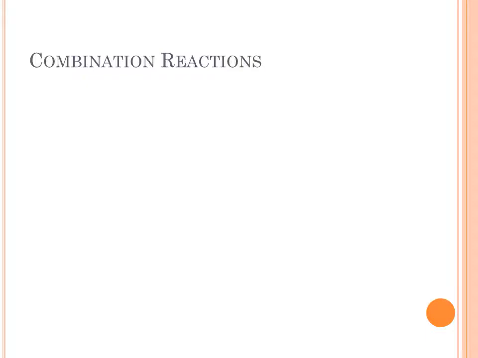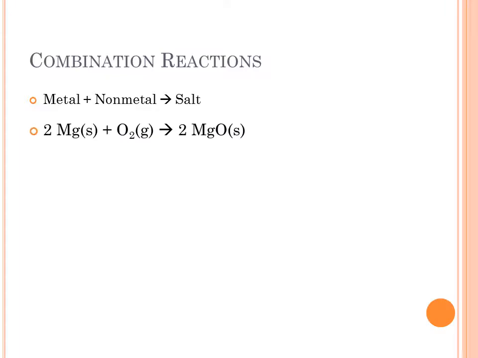There are a couple different types of combination reactions, one of which is a metal plus a nonmetal forming a salt. So, for example, magnesium and oxygen form magnesium oxide, where the formula of the salt product is the proper salt between the 2 elements on the reactant side. Aluminum and bromine forming aluminum bromide. Again, they've combined together to form one and only one product.